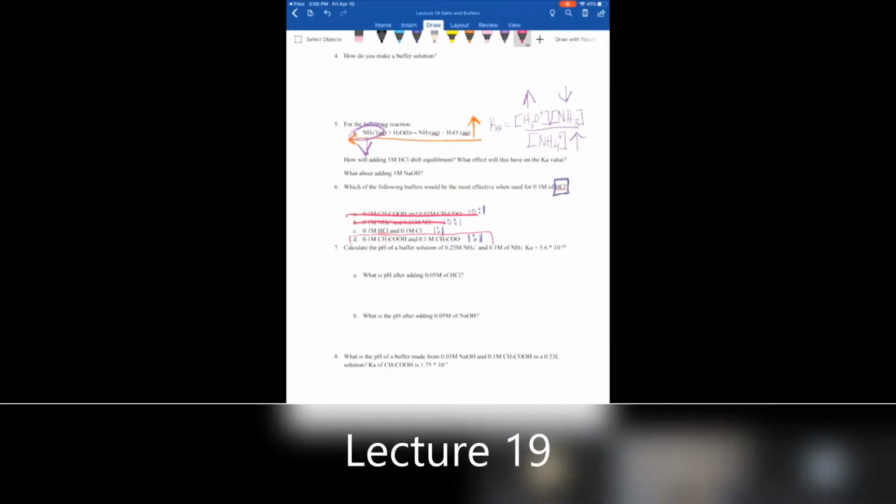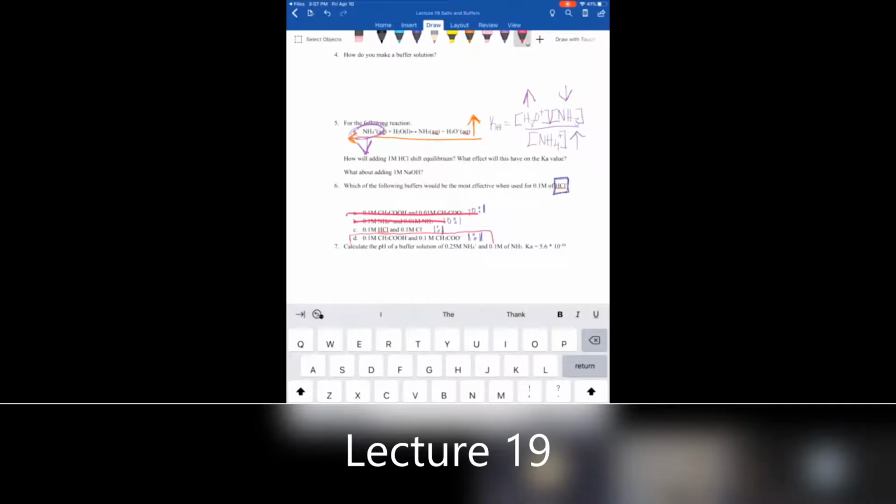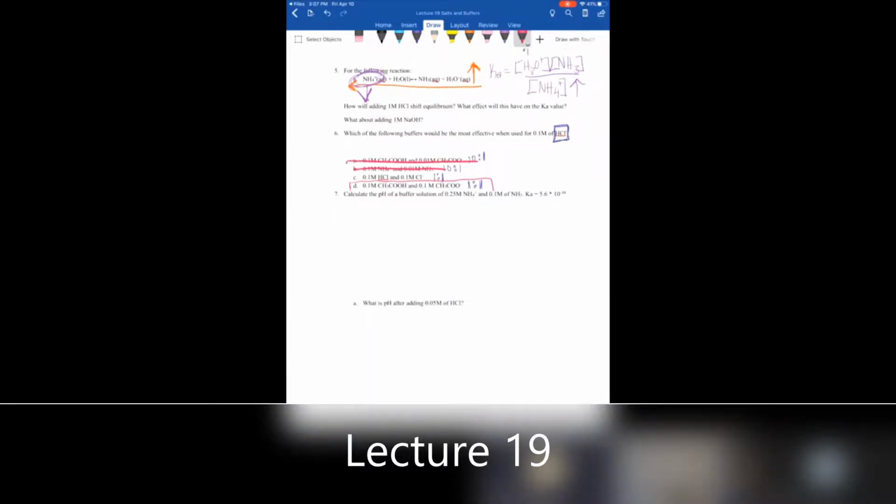All right, so the next question is: calculate the pH of a buffer solution of 0.25 M NH4 and 0.1 M NH3. Okay. So what formula do you need? You need to write OH minus plus H3O plus yields 2H2O for the ICE table. Do you? Oh, wait. Maybe not. So you've got a formula.